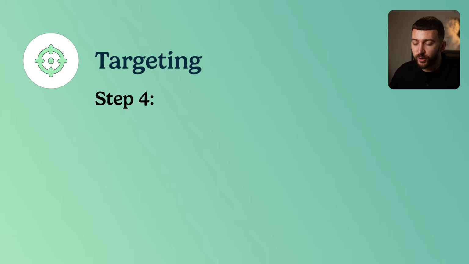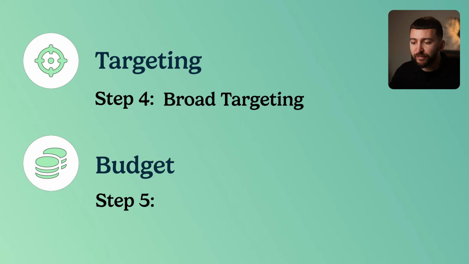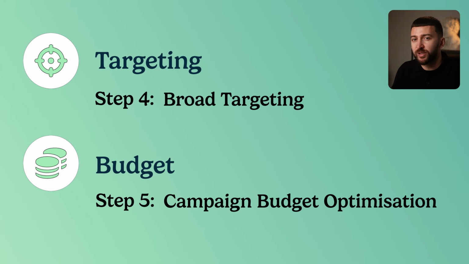So don't change the gender, don't change the age, don't add any interests. Just let Meta's AI read the ad creatives and determine the audience. So you're going to leave all of your targeting completely broad within your ad set. So step 4, you're going to use broad targeting. Step 5, you're going to use a CBO campaign. CBO stands for Campaign Budget Optimization.